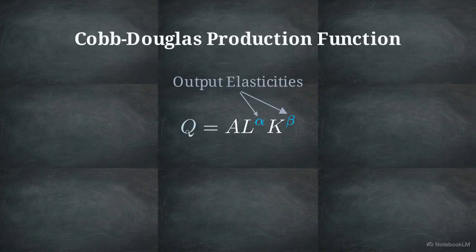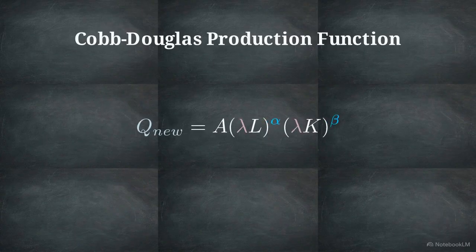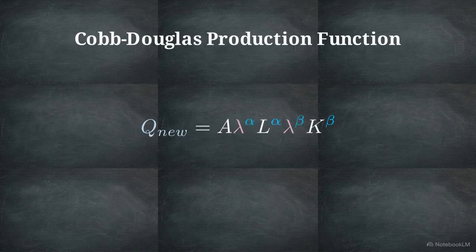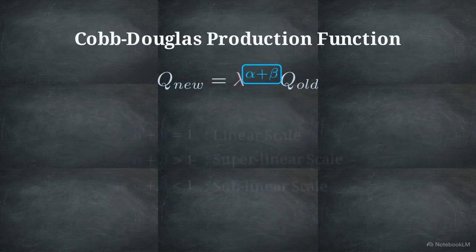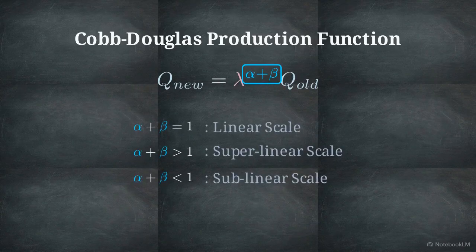Look at the exponents attached to the inputs, alpha and beta. These represent the proportional output elasticities for labor and capital. If we run our expansion again and multiply our inputs by the lambda scalar, the algebraic mechanics reveals something crucial. When you isolate lambda algebraically, its exponents group together. This combined sum, alpha plus beta, is the ultimate mathematical parameter for determining the scale of a system.